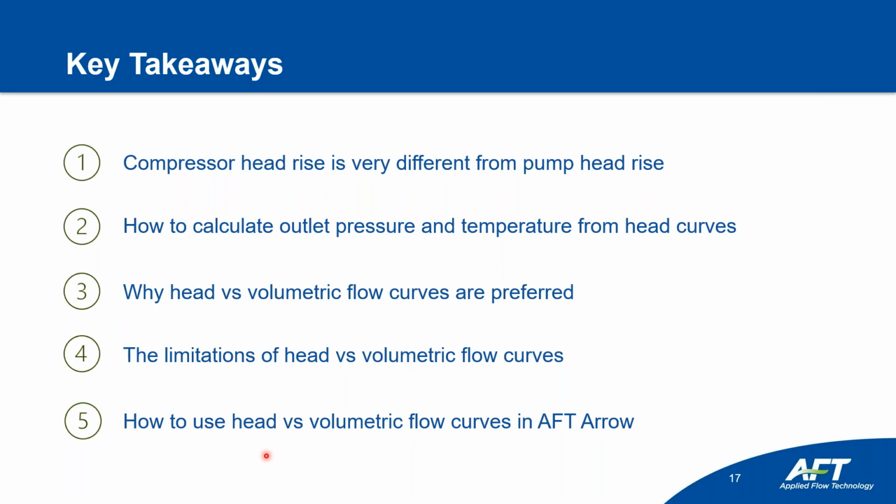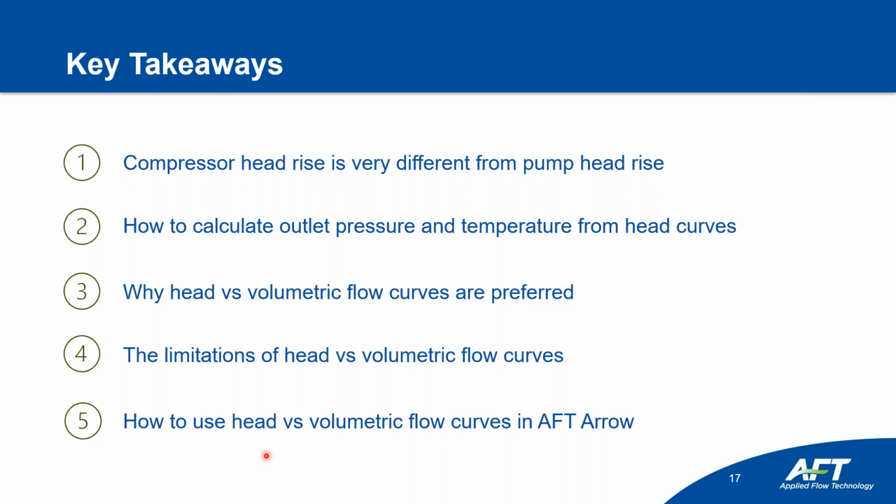I just want to end with a quick note of the takeaways before I do the final wrapping up. Those takeaways are: compressor head rise is very different from pump head rise. Compressor head rise is that enthalpy per mass term, where pump head rise is that pressure per weight term. And we saw how to calculate outlet pressure and temperature from our head curves. Straightforward enough for compressible flow, I think.